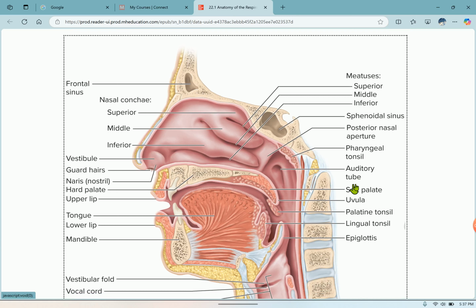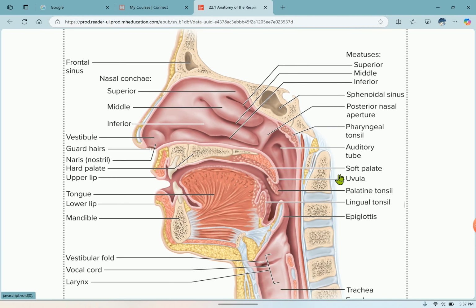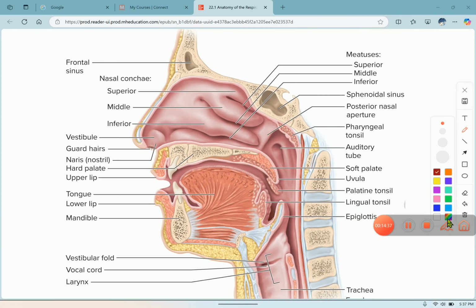Okay, a closer look at the anatomy. We have the nasal concha, and we have three of them, and they're named after locations. So the superior, the middle, and the inferior nasal concha. So that's this area. And in between the superior, middle, and inferior concha, you have a meatus. And you have three of those: a superior, middle, and inferior meatus.